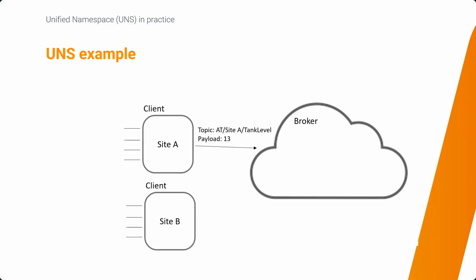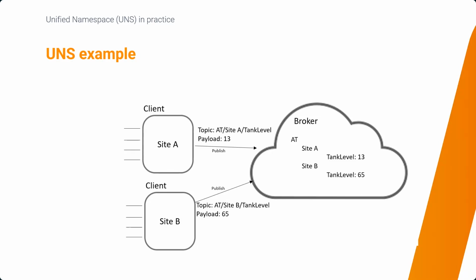And the tank level that we're interested in here has, in this case, a value. So in this case, a payload of 13. So it's being sent to the broker. So the broker makes a structure out of the data. Then we have site B, which is also sending some data. And they also have a tank level at site B. And the payload, the value, is 65. Both of them will come in the broker. And the broker now has a unified single source of truth of the data.